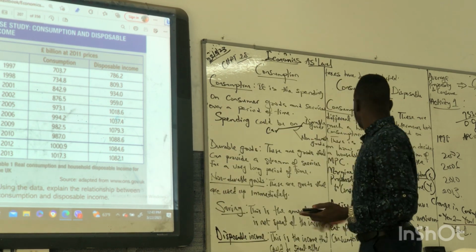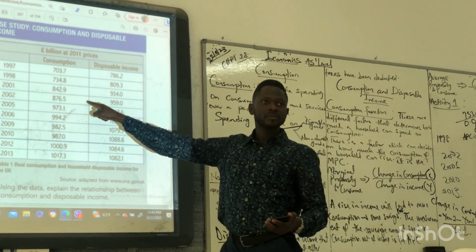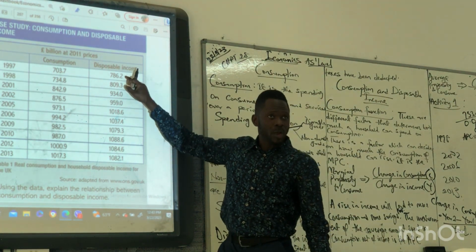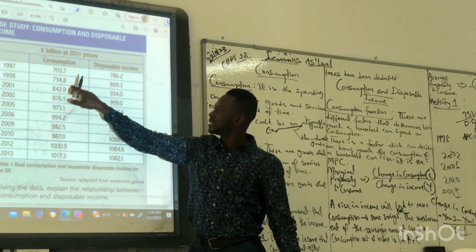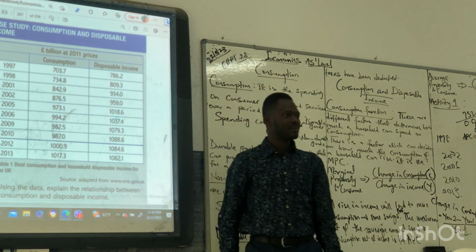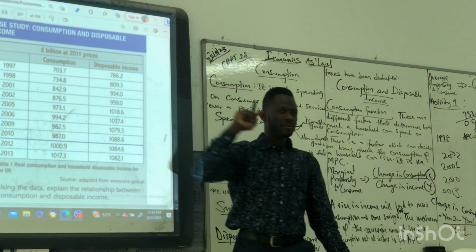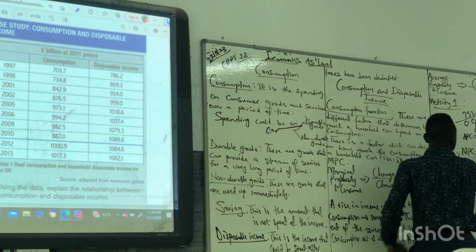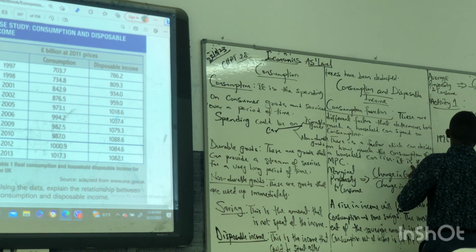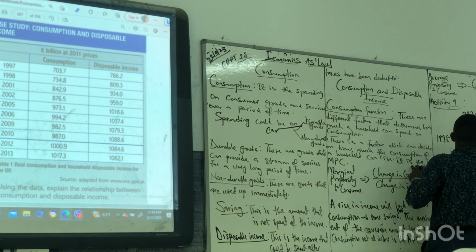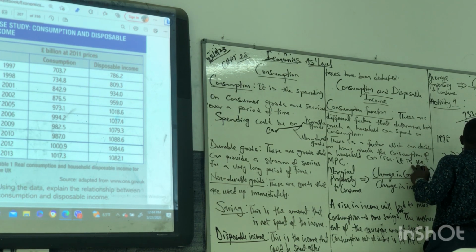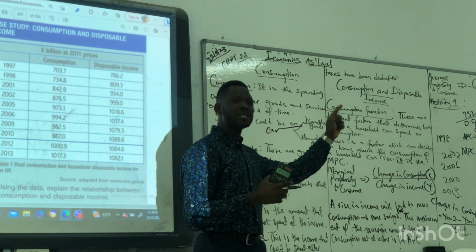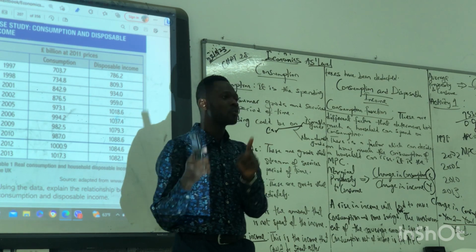So go to 2002. I think you get the point. You get the formula here. Year 2, y2 minus y1 over y1, and C2 minus C1 over C1. The formula for MPC is C2 minus C1 over C1 divided by y2 minus y1 over y1. Do we get it? Yes.